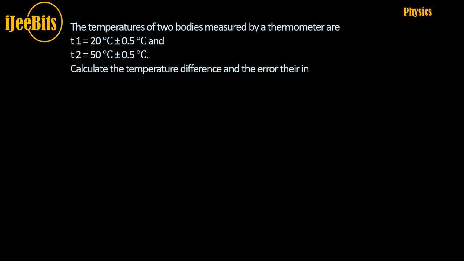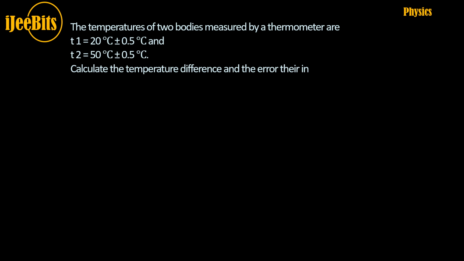Okay, temperature difference, right? How do you calculate it? The main values should be subtracted, and the error should be propagated, right? Error should be propagated in the sense that the error should be added. That is how it should be. That is a hint you have to use for this calculation.